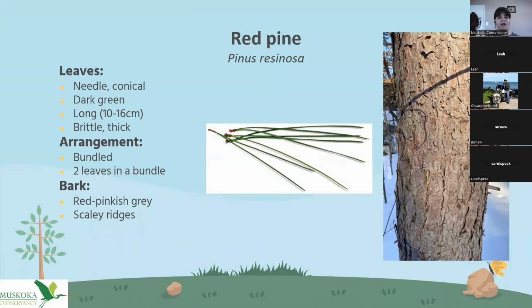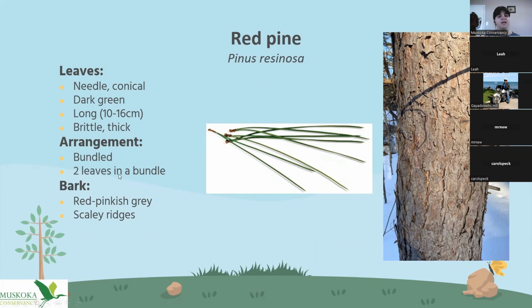Next, we've got our red pine, Pinus resinosa. It also has conical needles that are a dark green, and they tend to be longer than those of the white pine, between 10 and 16 centimeters long. And they're quite a bit thicker, so you'll notice that they look more thick and full. And they're quite brittle as well. So if you were to try to tie this one in a knot, it would actually break. If you find one, that's a good way to test it as well.